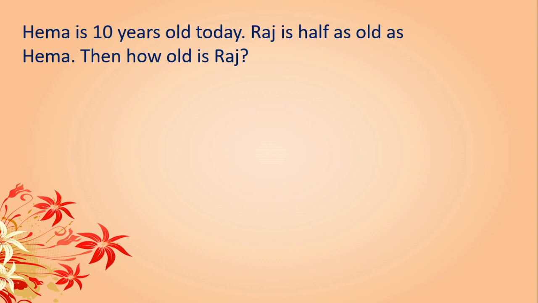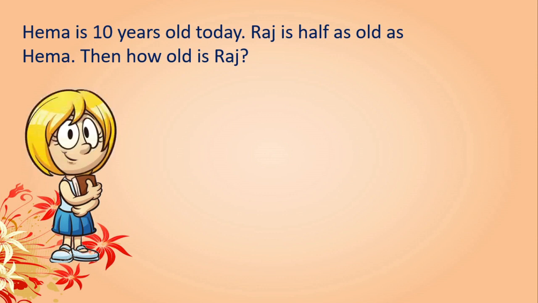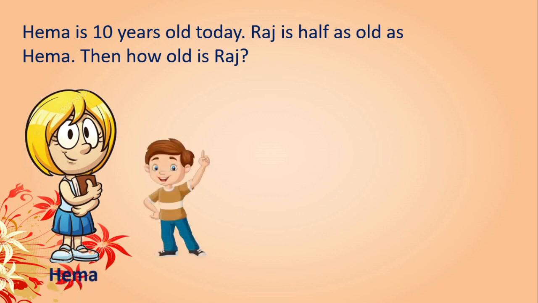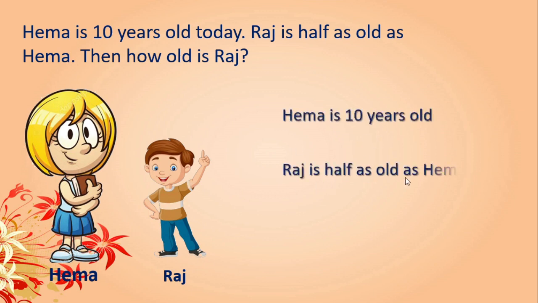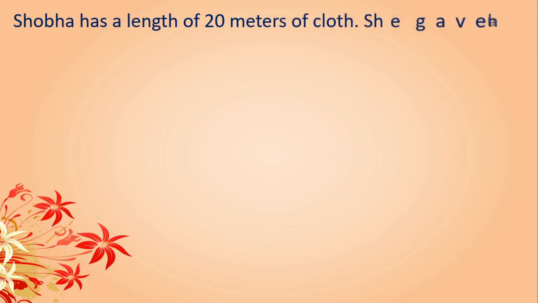Here, Hema is 10 years old today. Now Raj is half as old as Hema. What is given? Raj is half as old as Hema. She is 10 years old. Now we can write here Hema is 10 years old and Raj is half as old as Hema. That is nothing but Raj is 5 years old. Correct? Right? Try to think logically. You will get the answer without any difficulty.